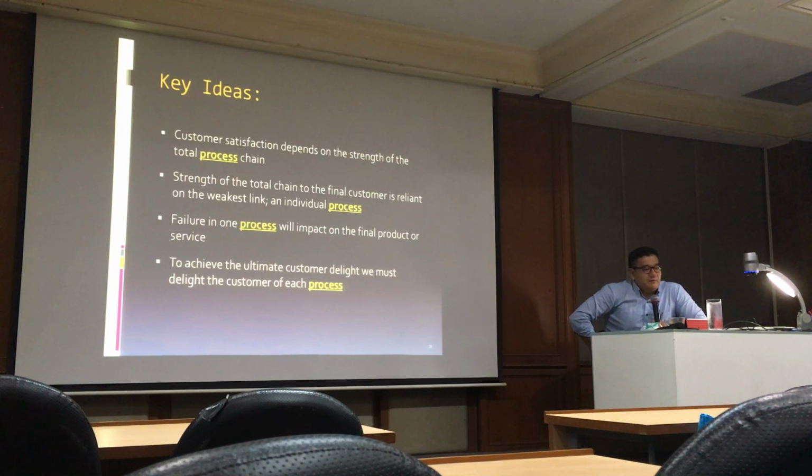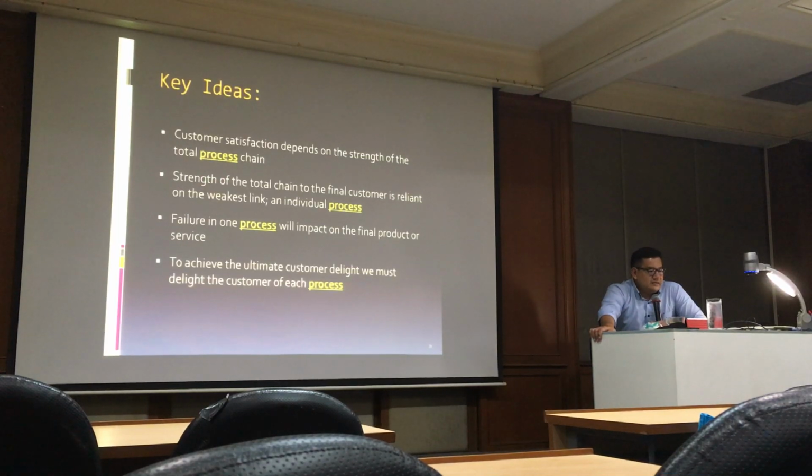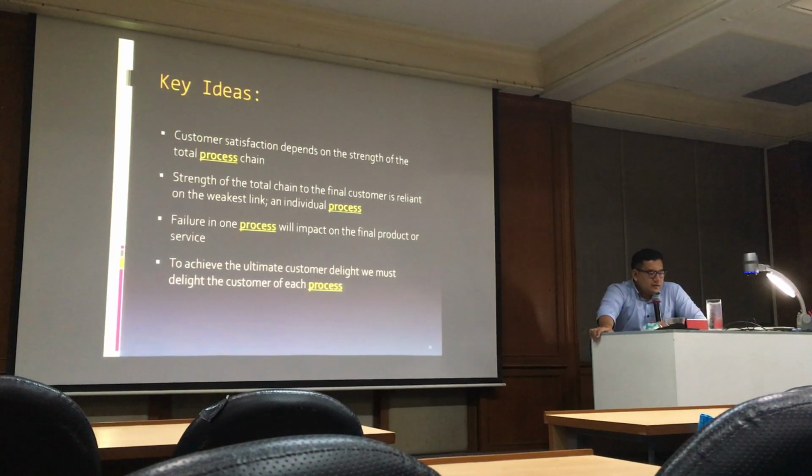Okay, so now what is the key idea here? The key idea is that, as we all know, a process consists of the linkage between activities. So even if you have 10 activities, just one weak activity or one weak linkage between activities will make the strength of the overall process weak. In order to have better performance, you need to make sure that the strength of all the chains between activities is very good. Failing at just one connecting activity can impact the final result of the whole process as well. So we need to delight the customer at each process and each activity, which is the key.